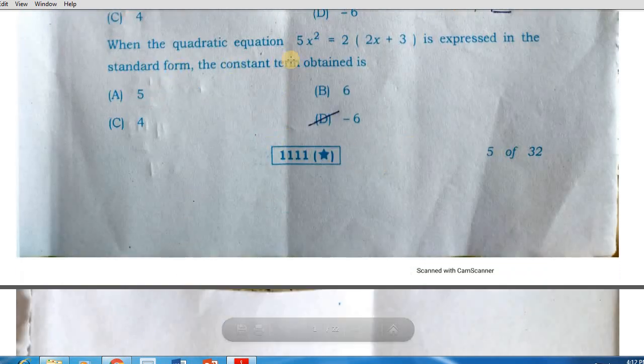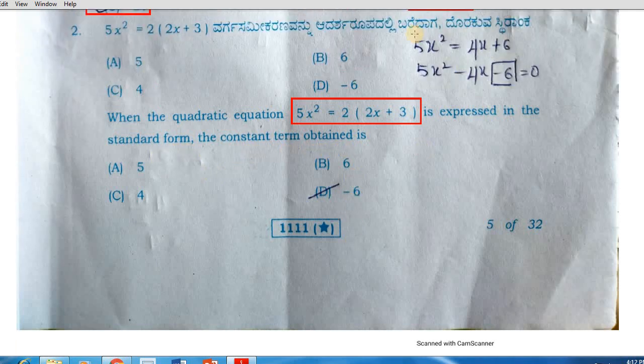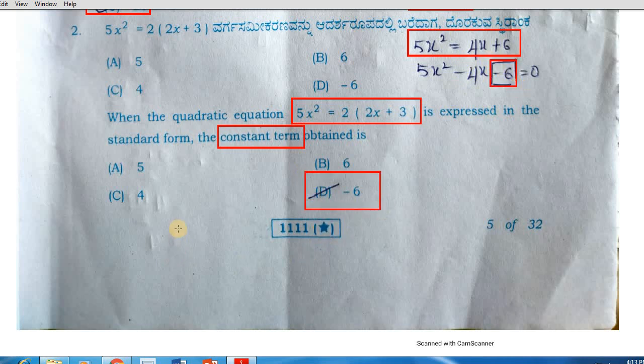Question number 2, children. When the quadratic equation 5x square equals 2 into 2x plus 3 is expressed in the standard form, the constant term obtained is? So for this I have done the solution here, children. Actually it is not in standard form. Hence 5x square equals 2 multiplied by 2x, you will get 4x. Again 2 multiplied by 3 will get 6. Now 4x and 6 both are on the right hand side, bring them to the left. So we'll get minus 4x minus 6. And here they are asking about the constant term. The c value, I mean minus 6, is the constant term. Therefore, for this question minus 6 is right.